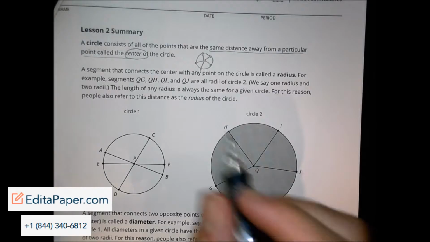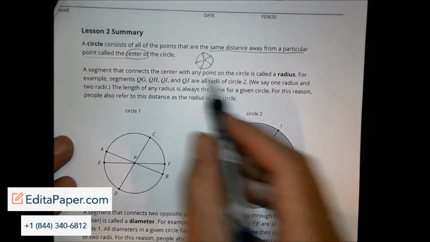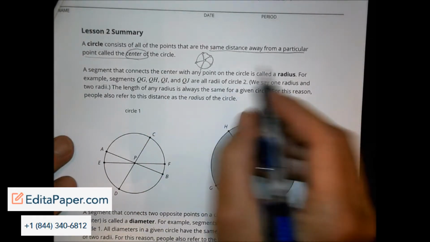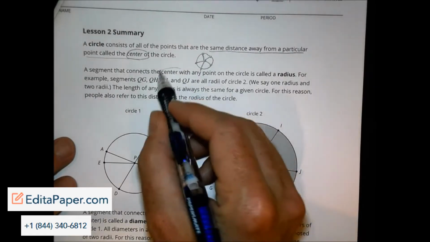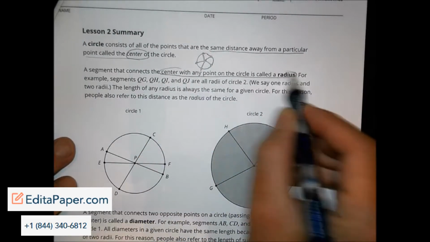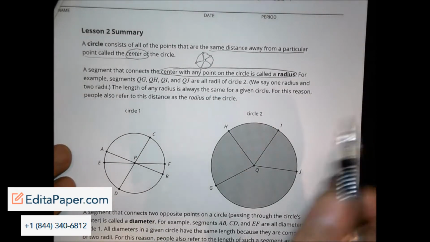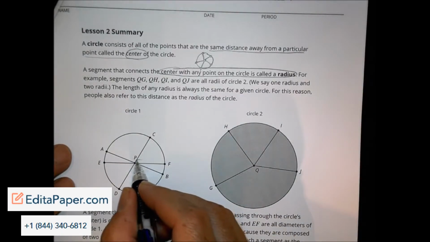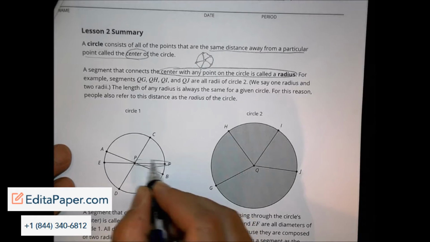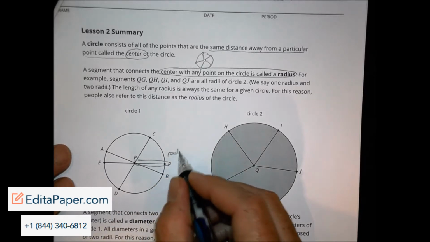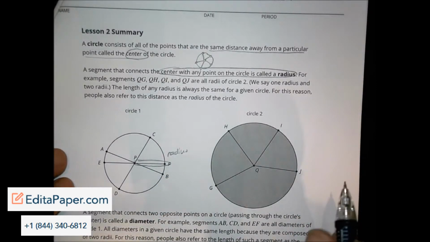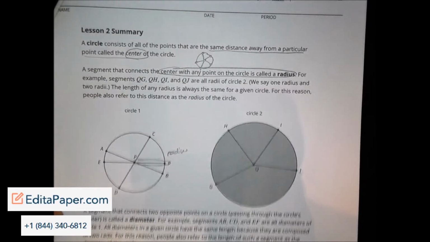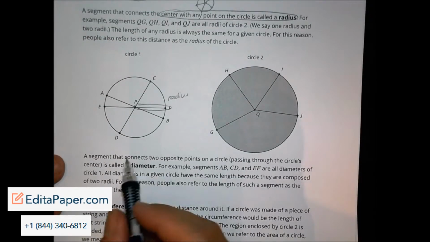The segment that connects the center with any point on the circle is called a radius. Okay? So the center to any point is called the radius. So a radius could be like from P to F. This segment right there could be considered a radius. Right? Okay.